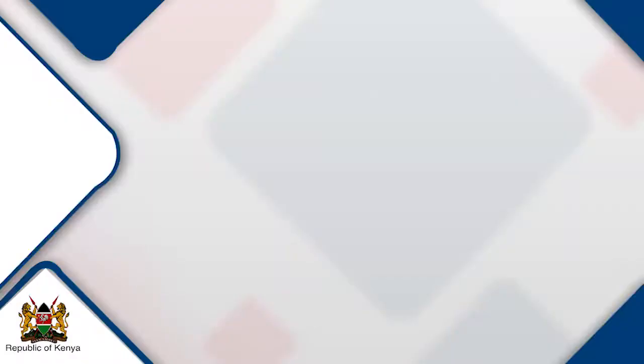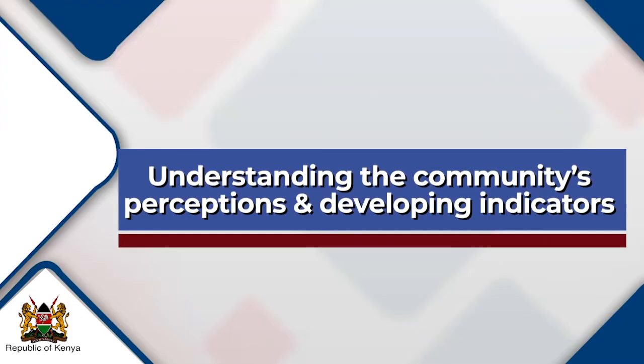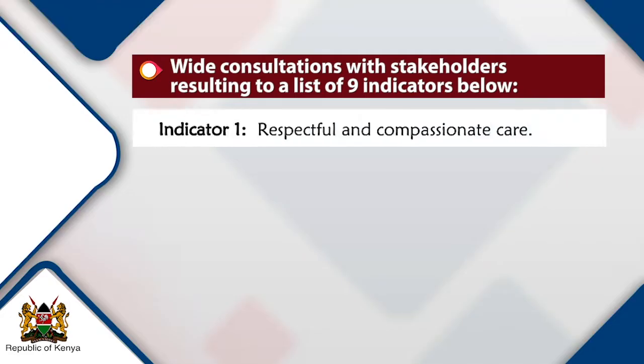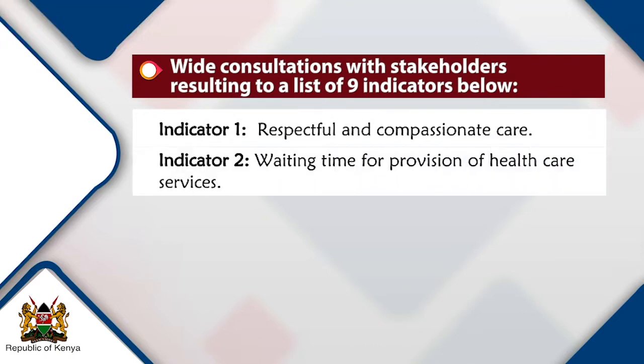Understanding the community's perceptions and developing indicators. Wide consultations with stakeholders resulting to a list of 9 indicators below. Indicator 1. Respectful and compassionate care. Indicator 2. Waiting time for provision of healthcare services.